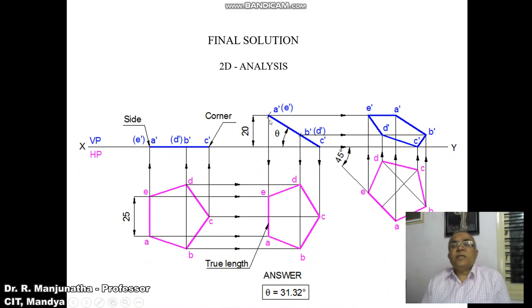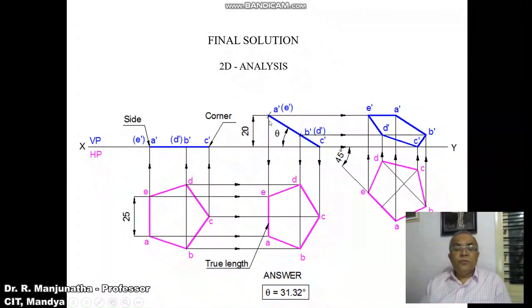Now to this, I need to write the top view. To write the top view, draw a vertical projector from A dash and E dash. Draw a horizontal projector from A and E. Both are going to intersect at their respective points, and you mark this point as A, and you mark this point as E. Similarly, draw a vertical projector from B dash and D dash, and draw a horizontal projector from B and D. Both are going to intersect at these 2 points.